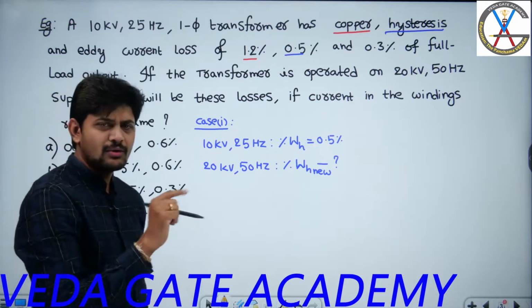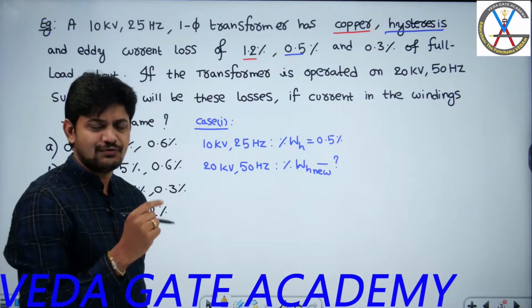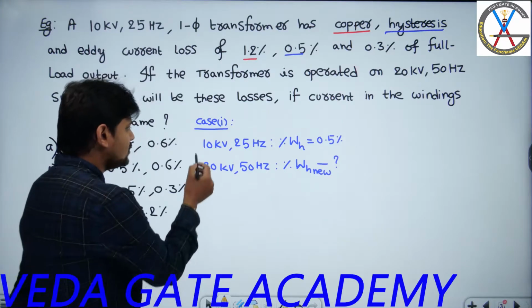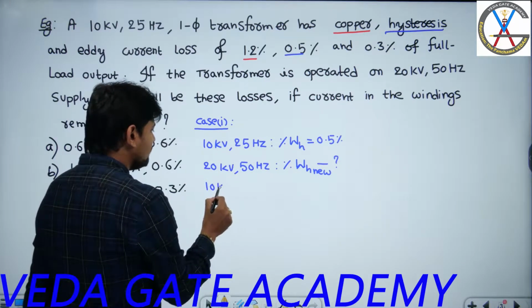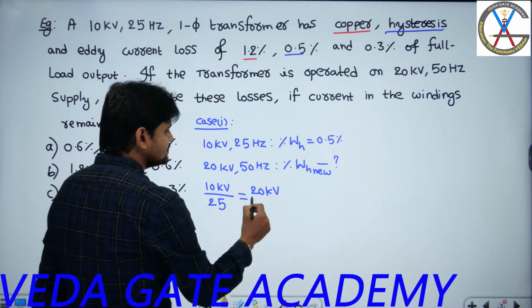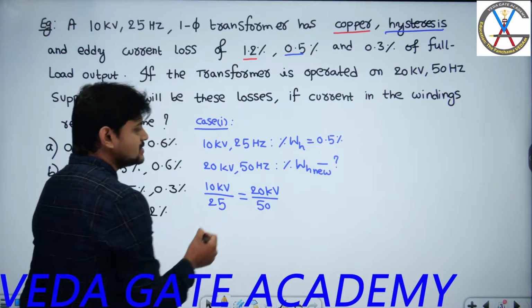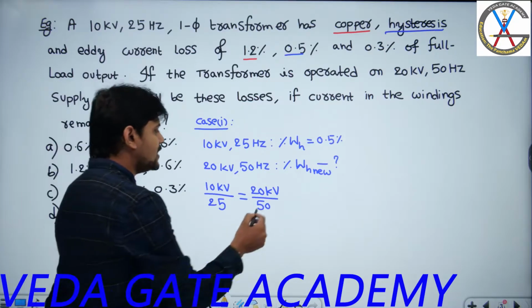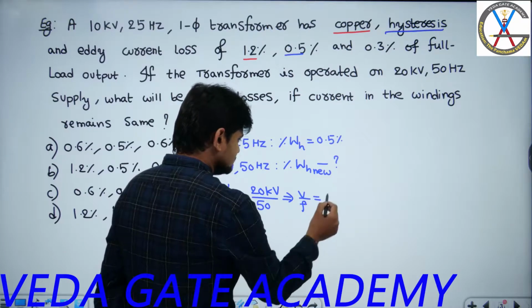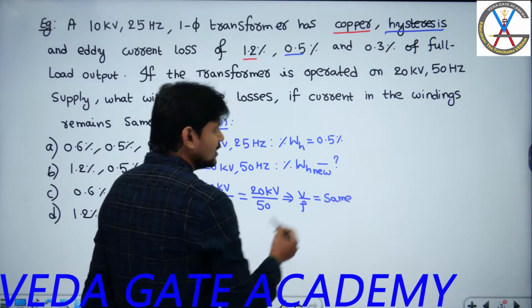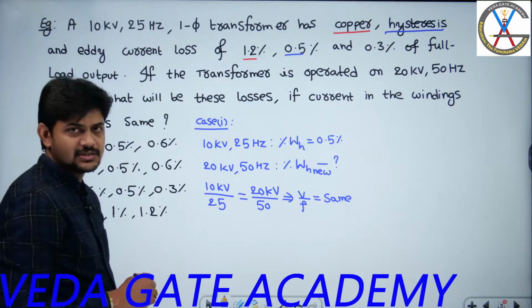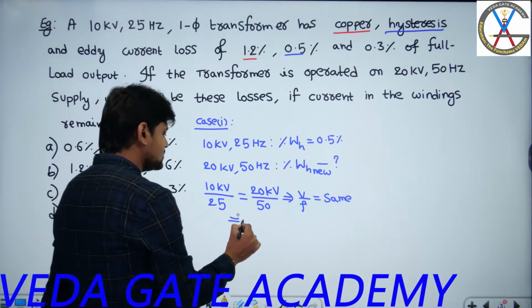Now, whenever we want to make a comment on hysteresis losses, we always have to see whether the V by F ratio is constant in different operating conditions or not. In the first operating condition, 10 kV by 25 Hz. Is it same as 20 kV by 50 Hz? Yes. So both have the same V by F ratio. As V by F ratio is same in both operating conditions, I can say hysteresis loss is directly proportional to frequency.